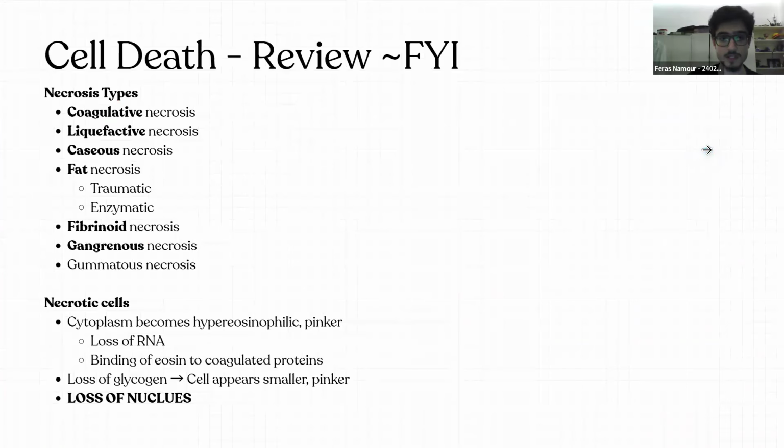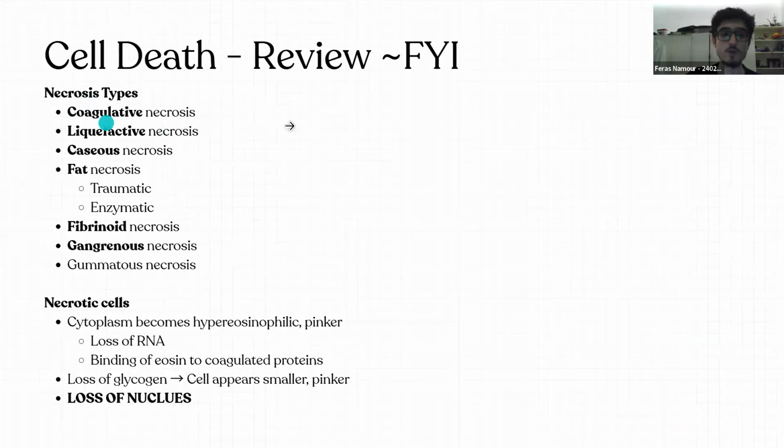Now, let's talk about cell death. We talked about adaptation. We talked about injury, now death. So what happens if I'm having a stressor? It's going to cause my cell to try and adapt. If it doesn't adapt, it's going to get injured. And once it's injured, if it's permanent and irreversible, it's going to die in the end. And it does so by necrosis, and we have many different types of necrosis.